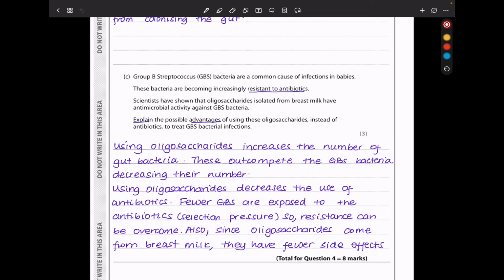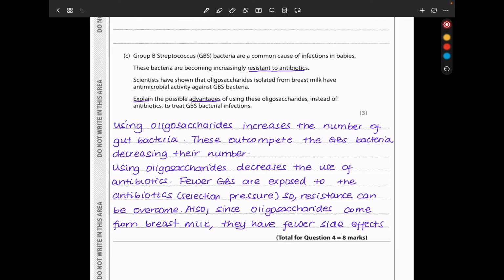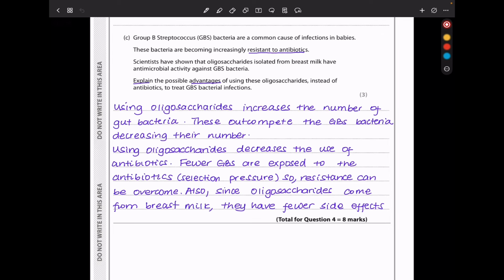Number 1, these come from milk, so they are safe, meaning they are not going to cause selection pressure, which could lead to resistance like we see with antibiotics. And number 2, they're going to encourage the growth of good bacteria. So I said using oligosaccharides increases the number of gut bacteria. These outcompete the GBS bacteria, decreasing their number. Using oligosaccharides decreases the use of antibiotics. So fewer GBS are exposed to the antibiotics, which are going to be selection pressure, and so resistance can be overcome. Also, since these oligosaccharides come from breast milk, they have fewer side effects.